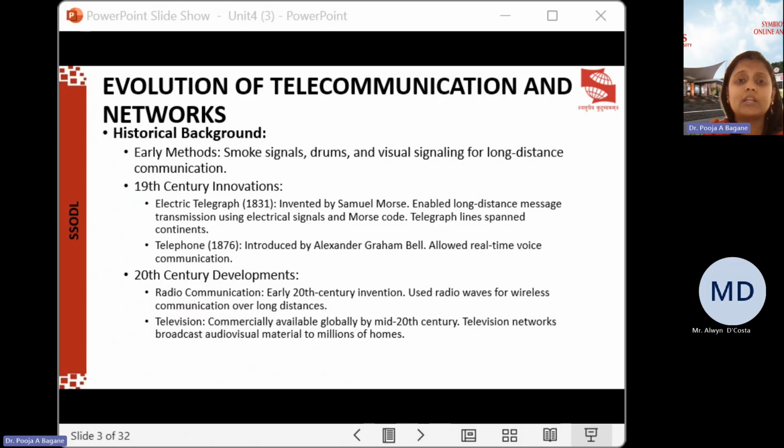Alexander Graham Bell introduced the telephone in 1876, which is real-time voice communication. In the telegraph, there is only text communication, like messages, but in the telephone, it is actual voice communication.